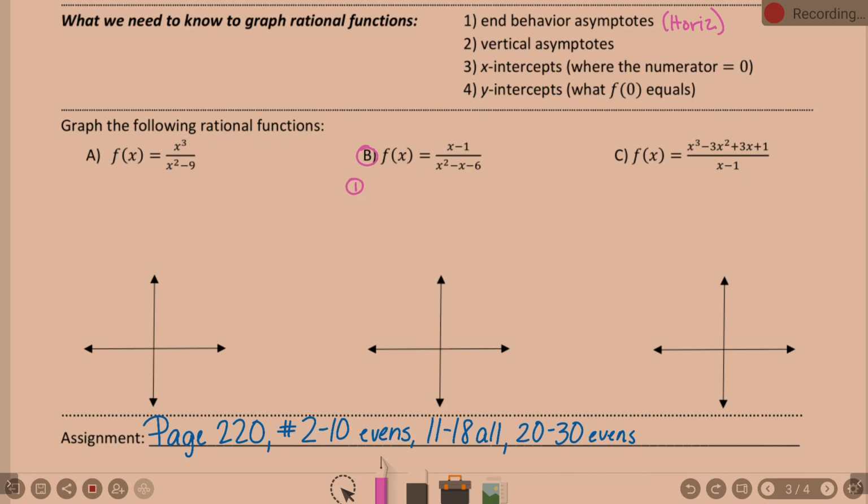What do you got for me? You with them? Horizontal asymptote, y equals 0 because, yep, bigger power on bottom. Okay, could you go ahead and put your horizontal asymptote in here? You certainly can.